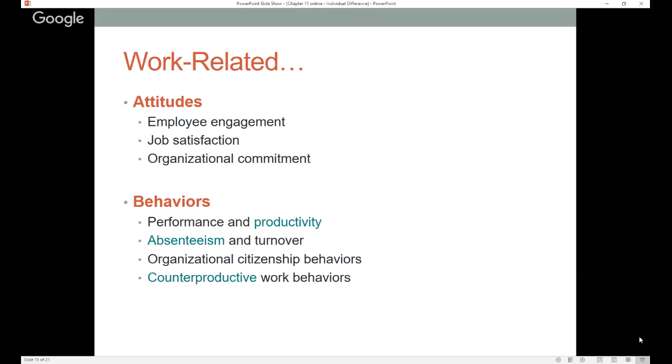At the same time, there's something called counterproductive work behavior, which is when people actively go out and do things that hurt their performance, sabotage their work or their company, come to work drunk, steal from their workplace, and all these things will hurt the company. So all these are topics.